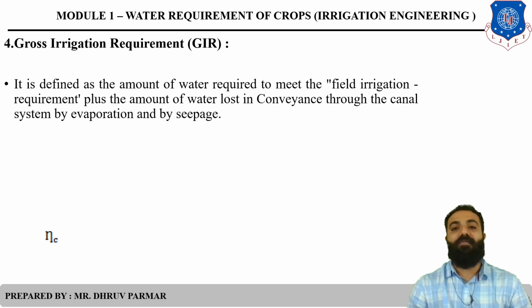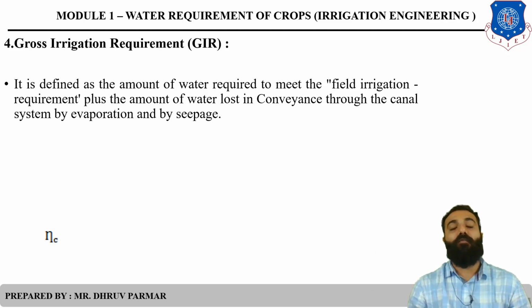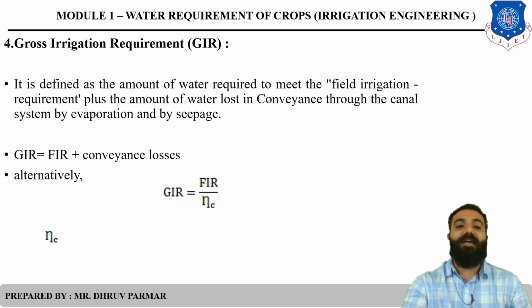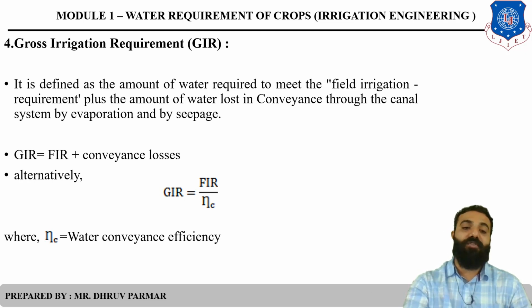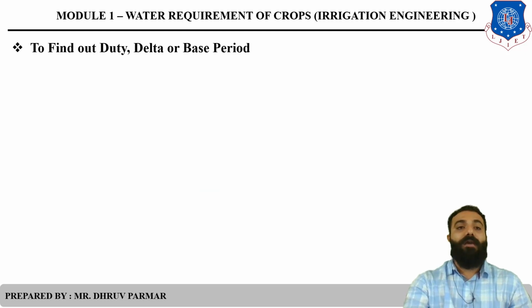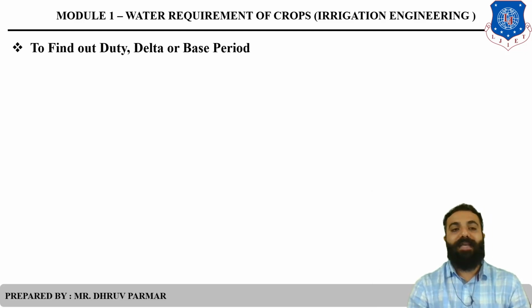The gross irrigation requirement is the amount of water required for FIR plus the amount of water lost due to conveyance loss. So the formula is GIR equals FIR plus conveyance losses, or in terms of efficiency, GIR equals FIR divided by eta C, where eta C is the water conveyance efficiency. Remember that. This completes the theory portion, so we can move to the examples.